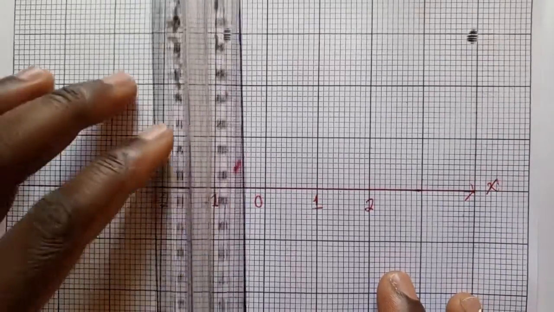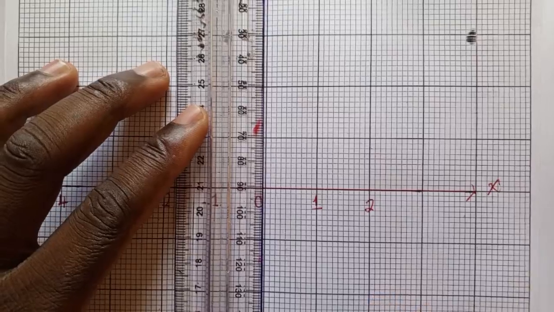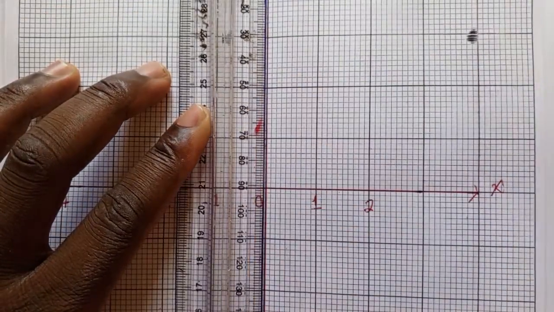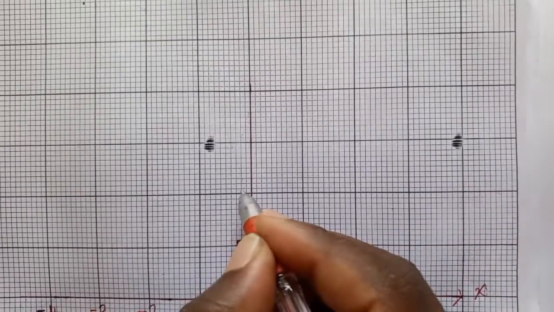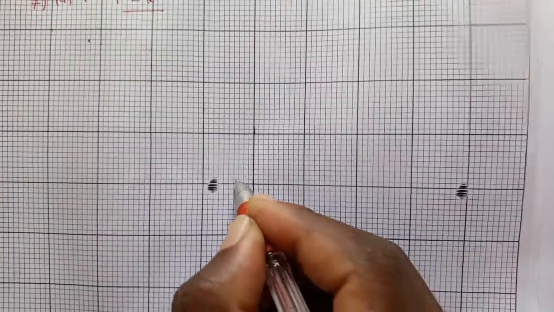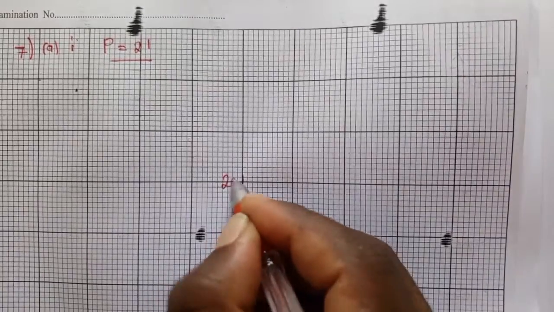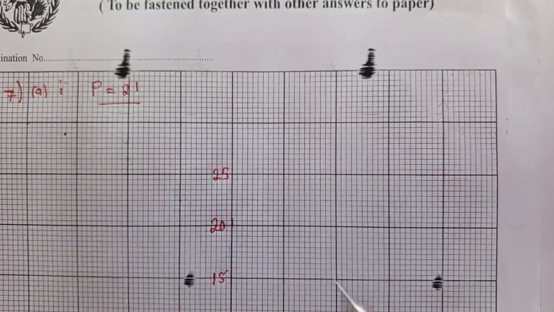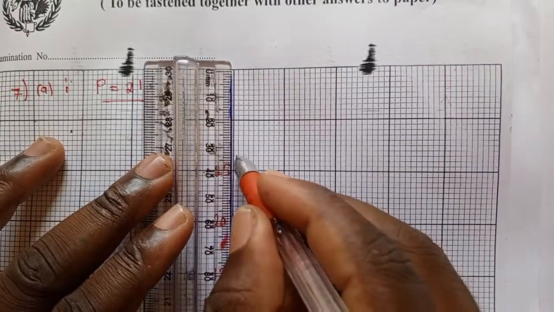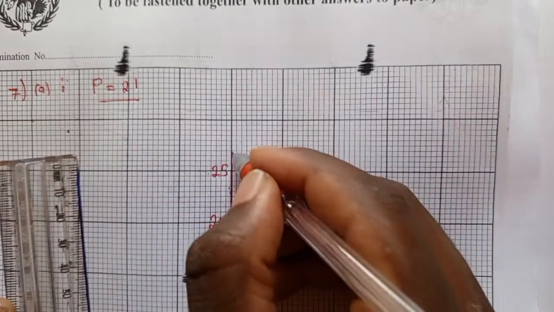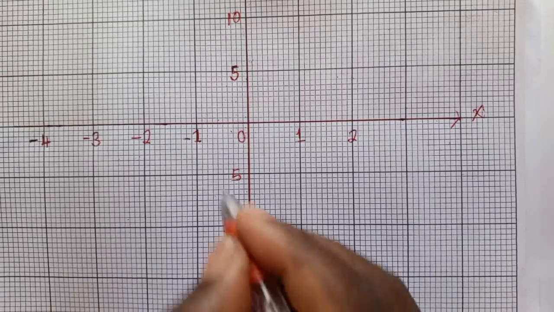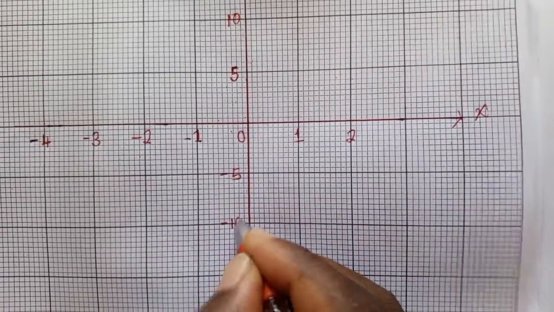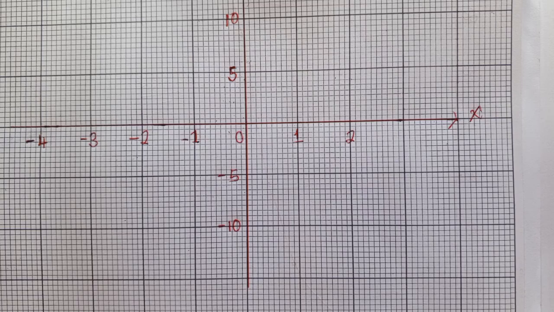So from there, I do my y-axis. So my y-axis, it will be 5, 10, 15, 20, 25. We are ending at 25. So this is my y-axis up to 25. And then going down here, it's -5, -10, all the way down to -10.